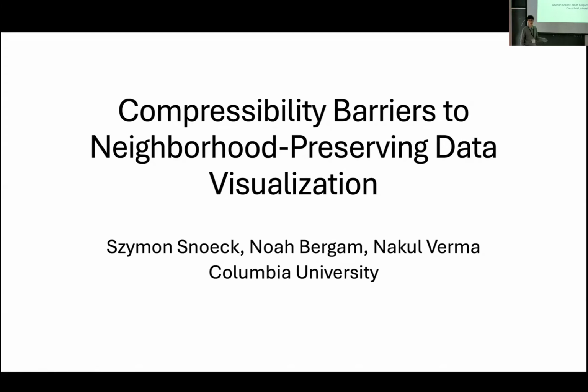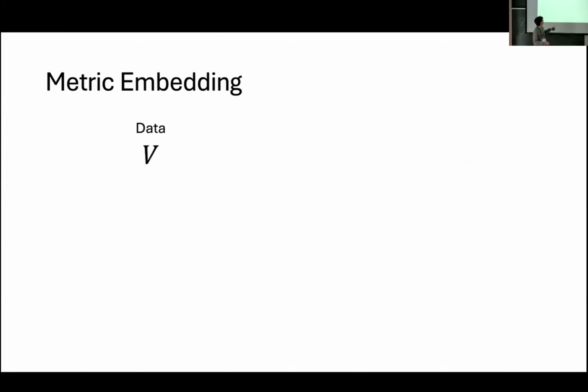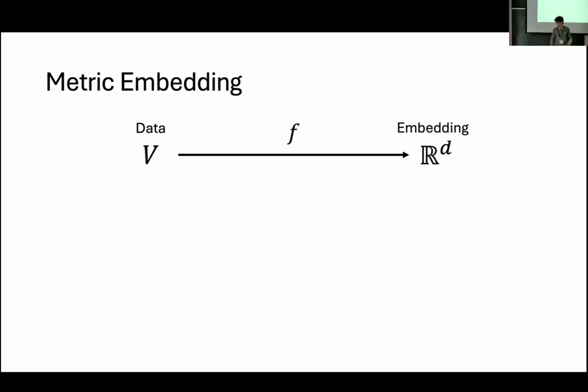I'm Szymon, and today I'm going to tell you a little bit about embeddings that preserve the neighborhood structure of the input. So before I get into all of that, I just want to zoom out a little bit and talk about metric embeddings in general. So what we're trying to do is we have some sort of endpoint data with some given metric structure, and we'd like to embed this into a useful space. And just for the purpose of this talk, we're going to focus on embedding into Euclidean space.